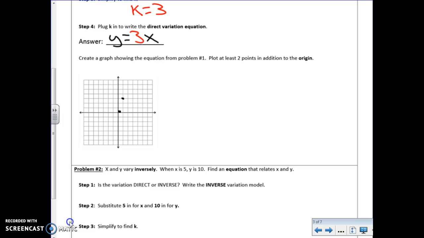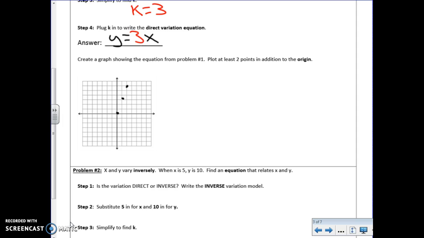One, 2, 3, 4, 5, 6. There we go. And then you can draw. Make sure you get right on the corner there. And you can see it's going to be a straight line going right through the origin.